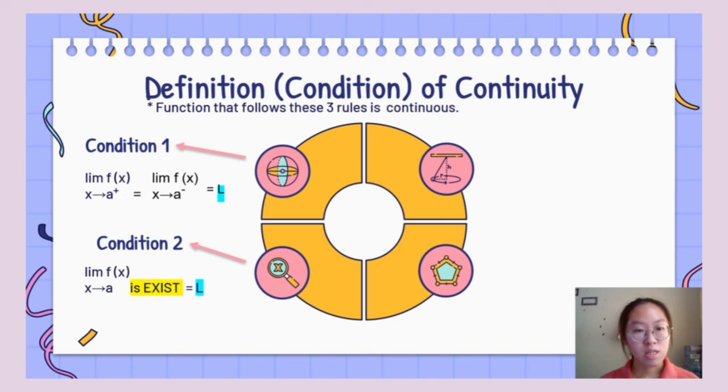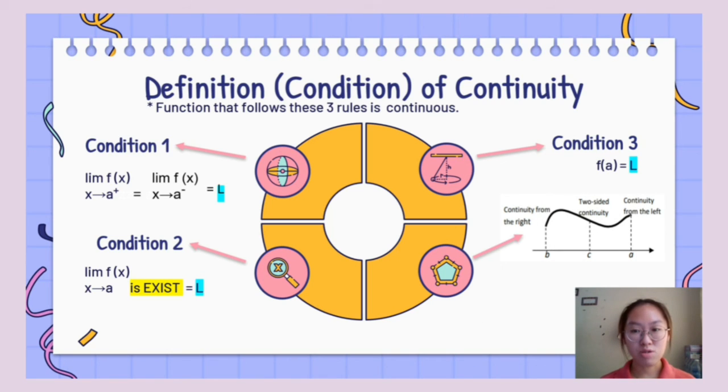Condition 2: limit of function f(x), x approaches a, exists, which means that it is also equal to L. Condition 3: when condition 1 and condition 2 are achieved, that means that condition 3 is also achieved, as f(a) is equal to L, which means that f(a) is defined.